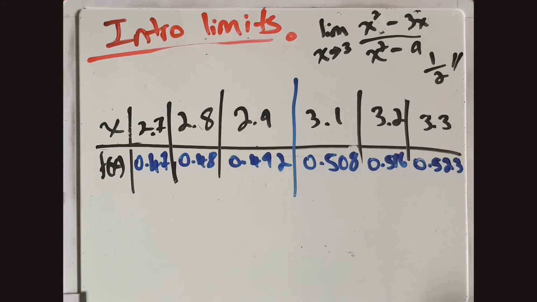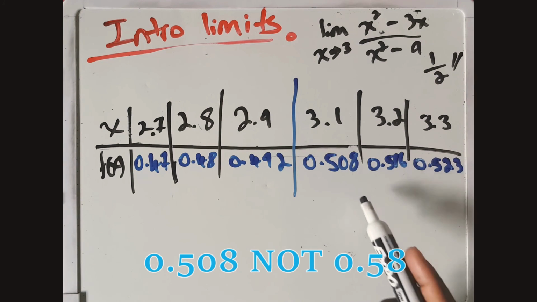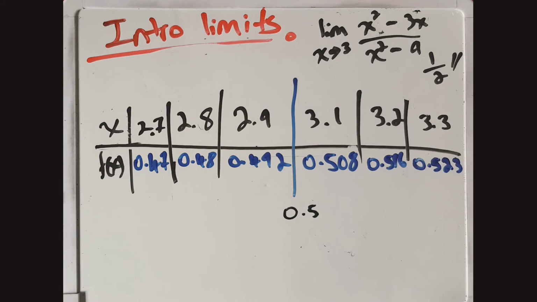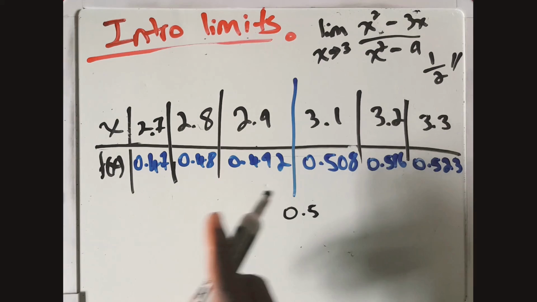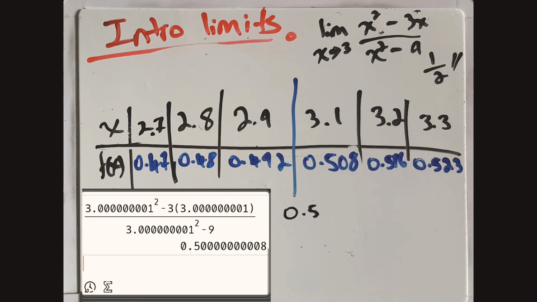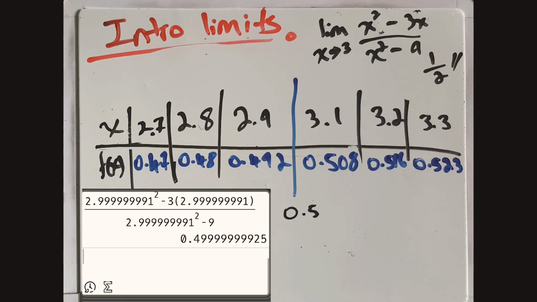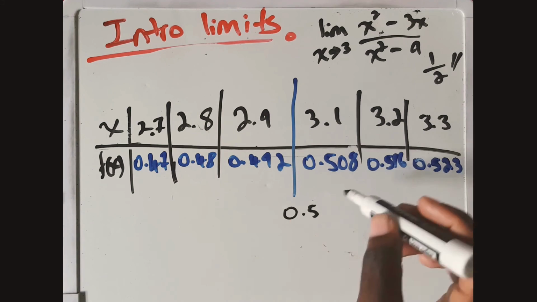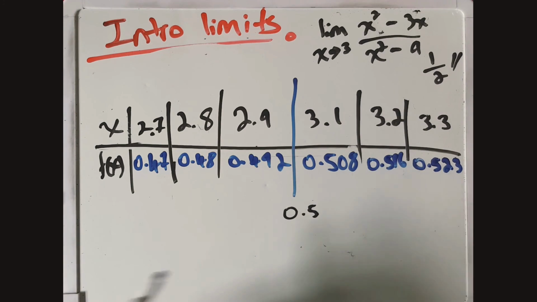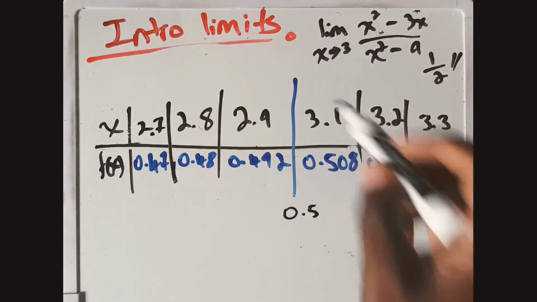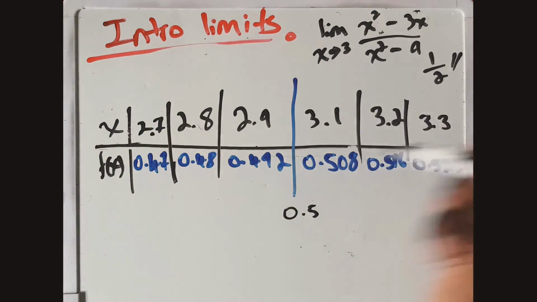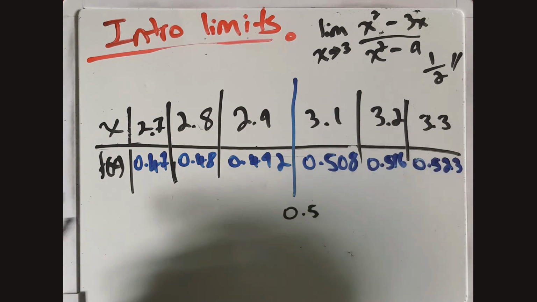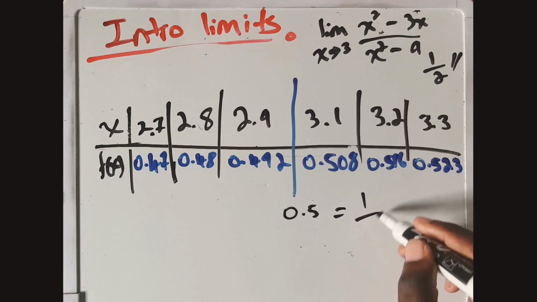Now we can see that 0.492 and 0.58 both are approaching this value, right? And if I add numbers closer to 3, if I add 3.00001 and 2.99999, I have my values pretty much closer to 0.5. So I can see that as x approaches 3, because 3 is here, x is approaching 3 both from the left and from the right. The values are approaching 3. And as they approach 3, my function approaches 0.5, the same thing as a half.